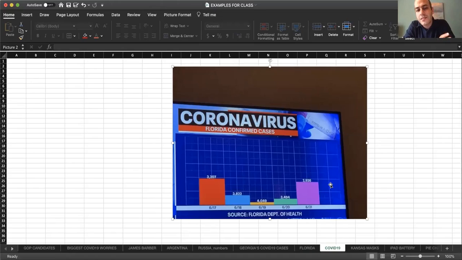The idea is, look at this. This is the confirmed cases of coronavirus. This is about June 17, June 18, June 19, June 20, June 21. And look at the numbers, 3,207. I see a decrease and an increase moment. But if you leave the label, it's weird because 3,207 is higher than 3,822. This is higher than 4,000, and this is less than 3,400.